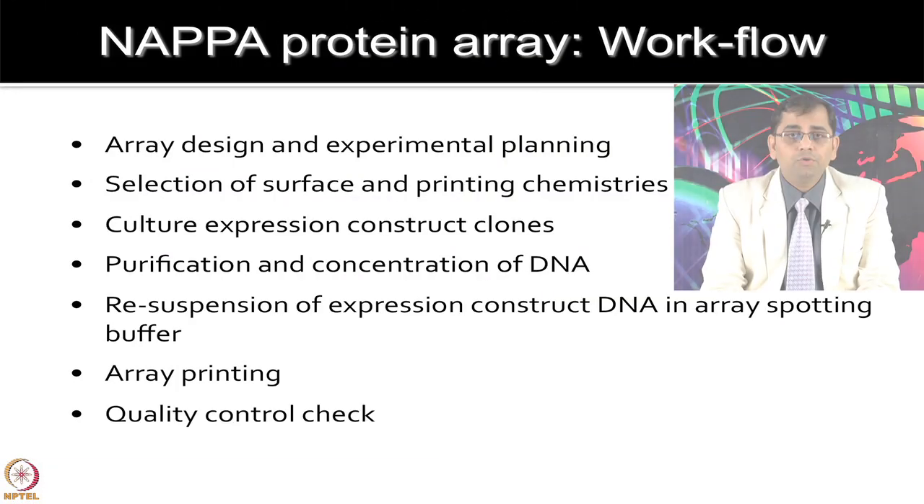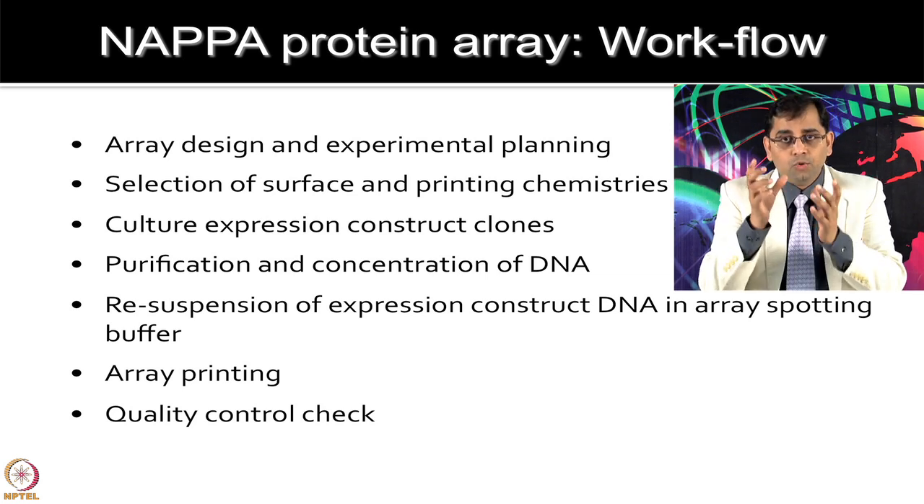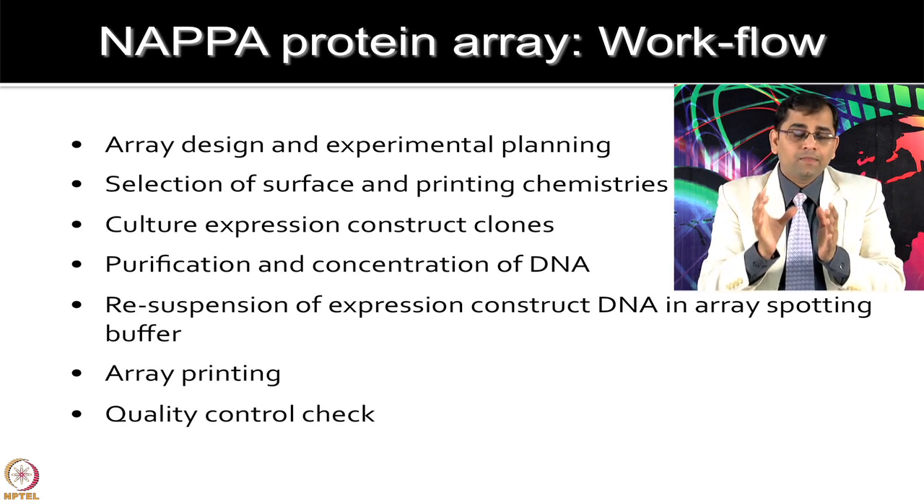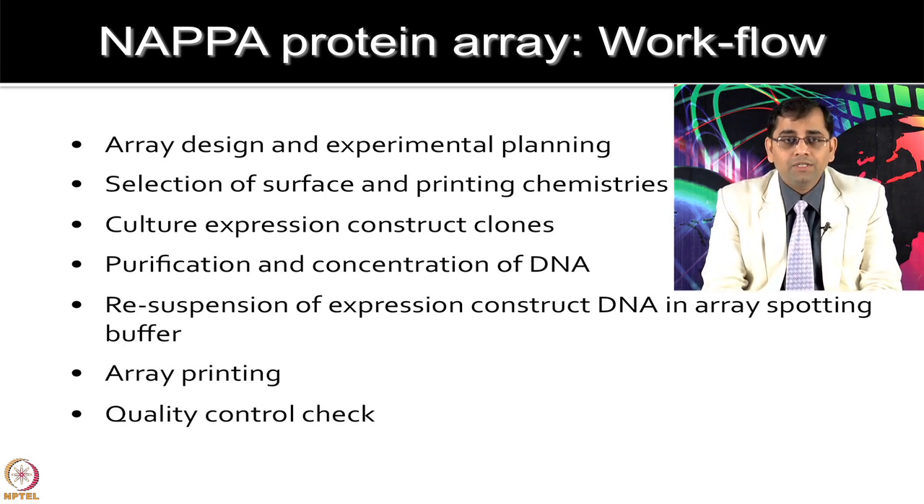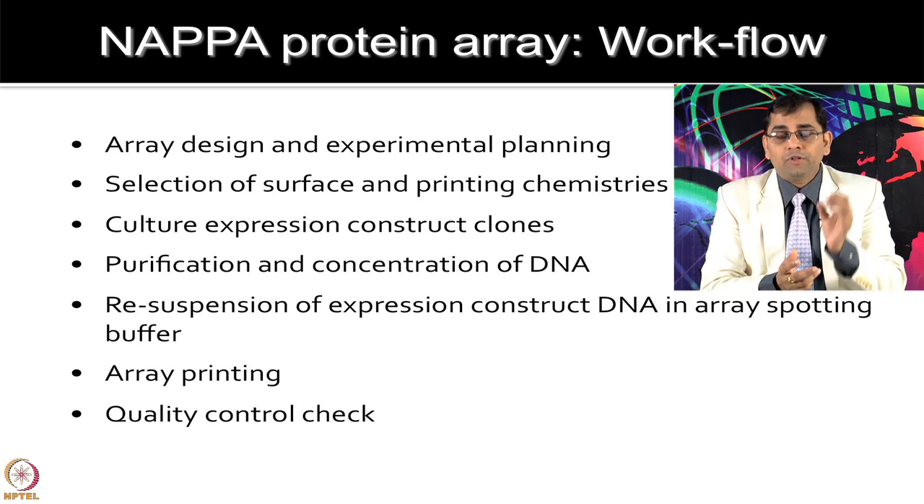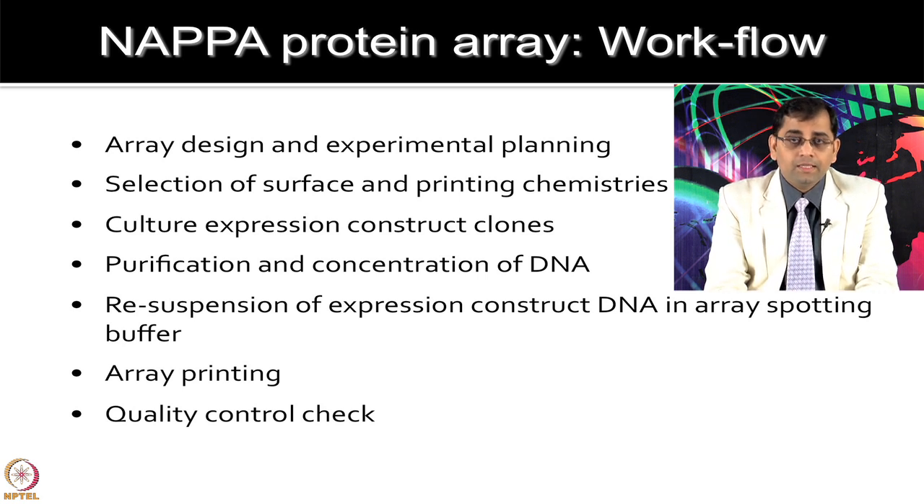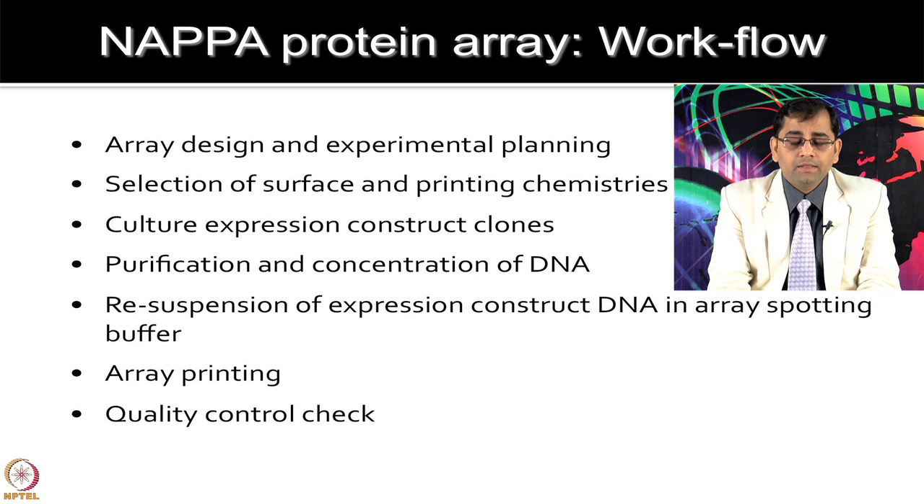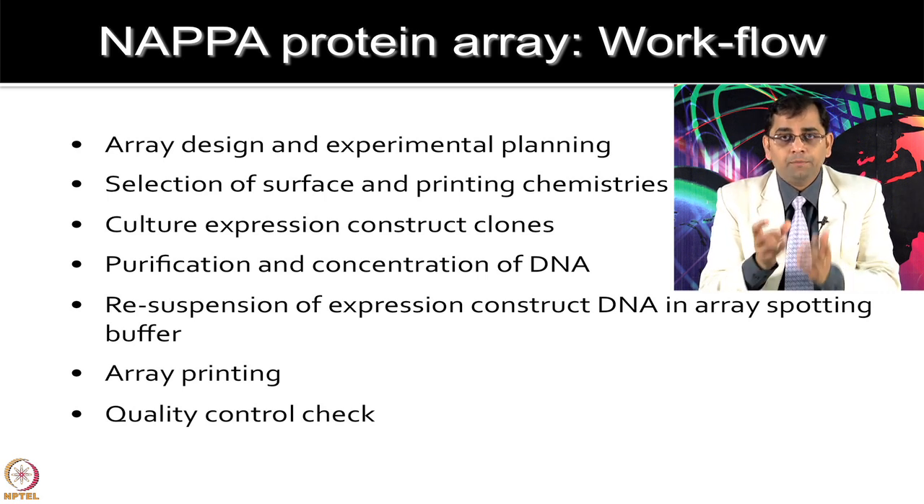So the very first thing is that you want to decide the layout of your array: which genes you want to print, in which form you want to make all your blocks, and where you want to place your control spots. You also have to identify your best control spots, what should be the positive control, what should be the negative control, and where they should be placed on the array layout. Then of course comes the selection of the surface and the printing chemistry, how these biomolecules are going to adhere and be printed on the chip. Then you have to culture your clones to make the DNA, and then resuspend them in the printing buffer.